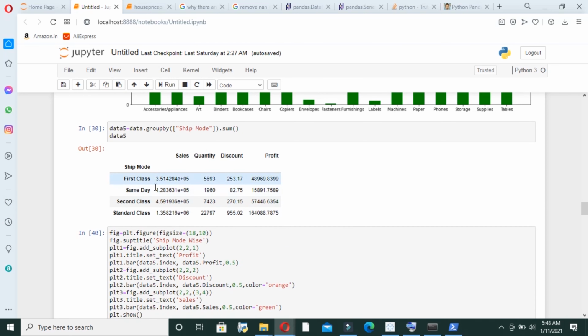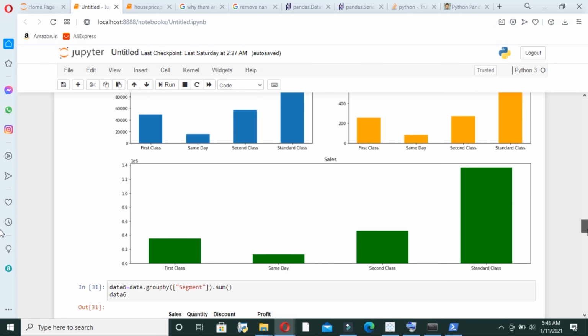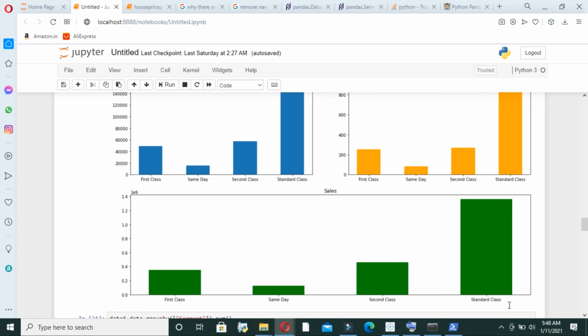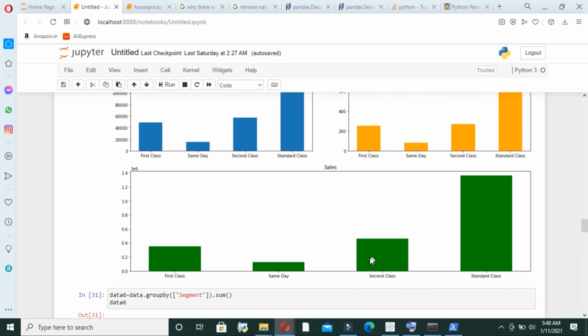I have not sorted the data in ascending order. Let's see the visualization. Most of the sales happened in standard class, and the profit earned is also more in standard class. Then the sales happened in second class, then first class, then same day, and similarly the profits.